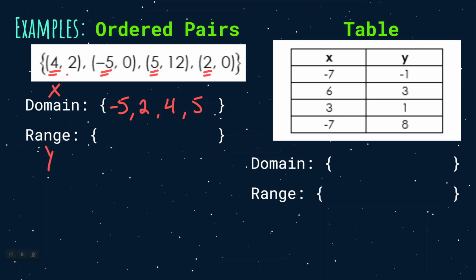Range is all the y values. So that's 2, 0, 12, and 0. Since 0 popped up twice, I don't really need to write it twice. I'm just going to write it the one time. All right, 0, 2, and 12.